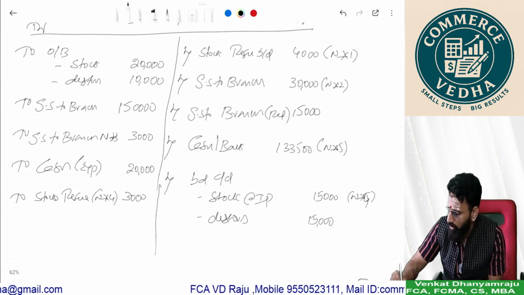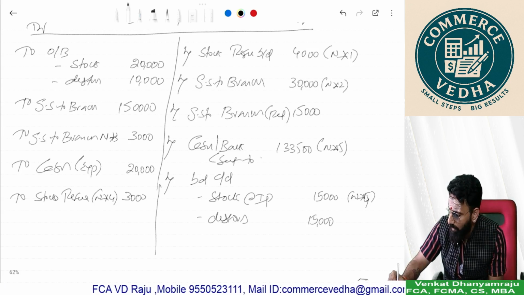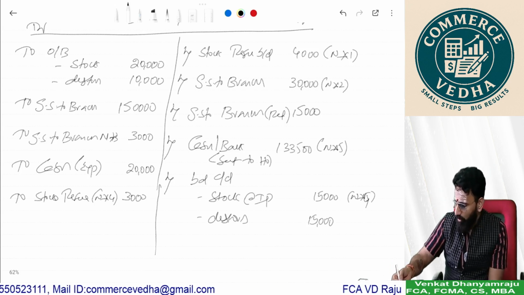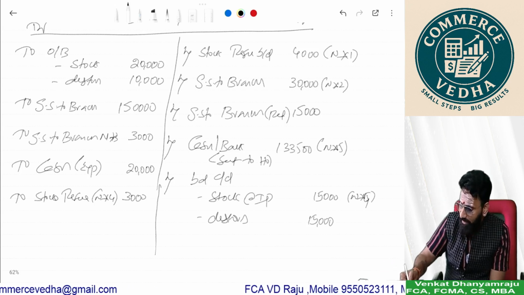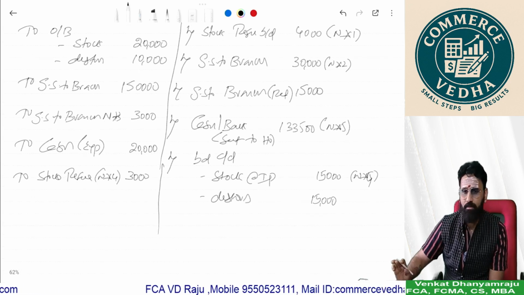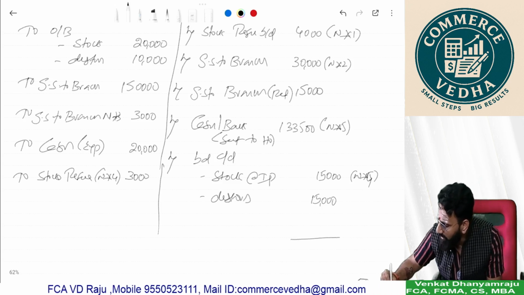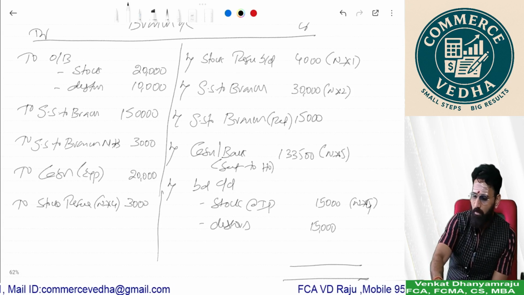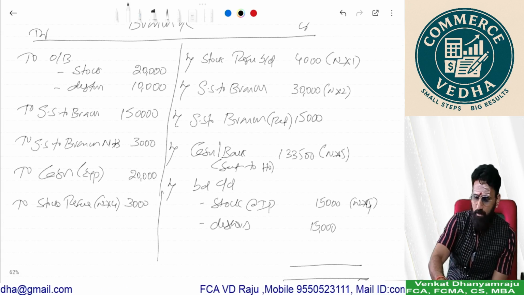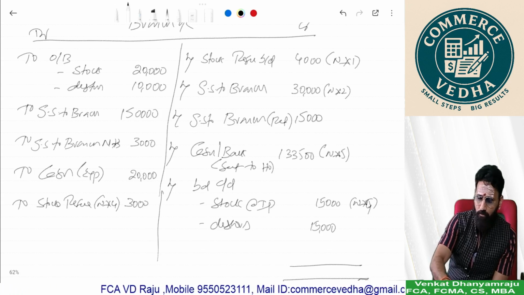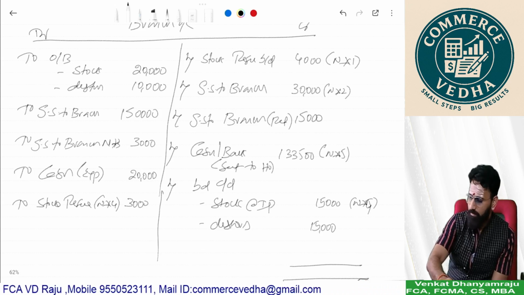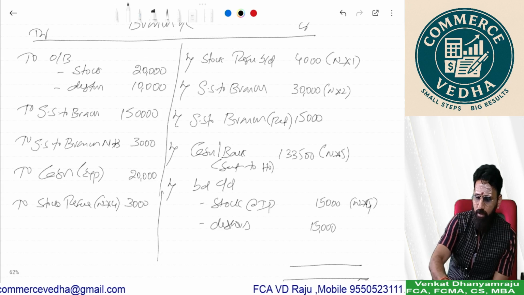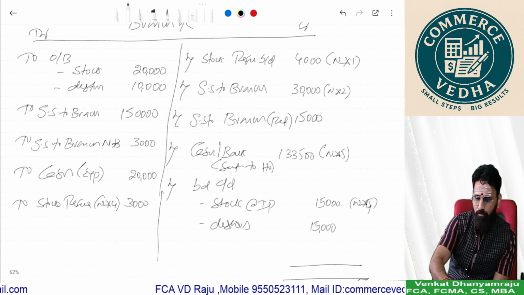This is sent to HO. All the cash we sent back to HO. Then closing balances, stock at invoice price, reverse the loading, and closing debtors. Now if you see the total here is 4,000 plus 30,000 plus 15,000 plus 133,500 plus 15,000 plus 15,000.